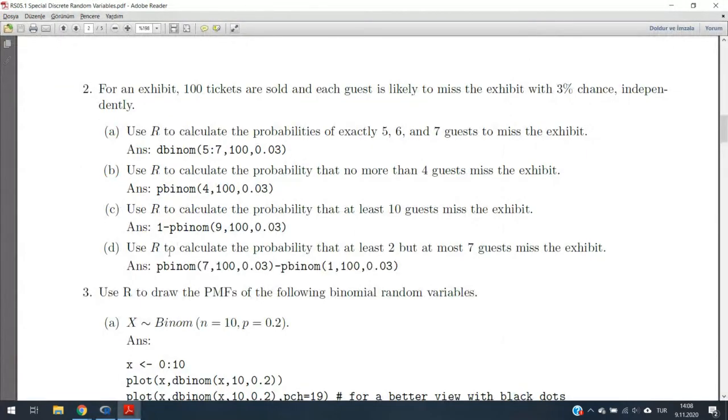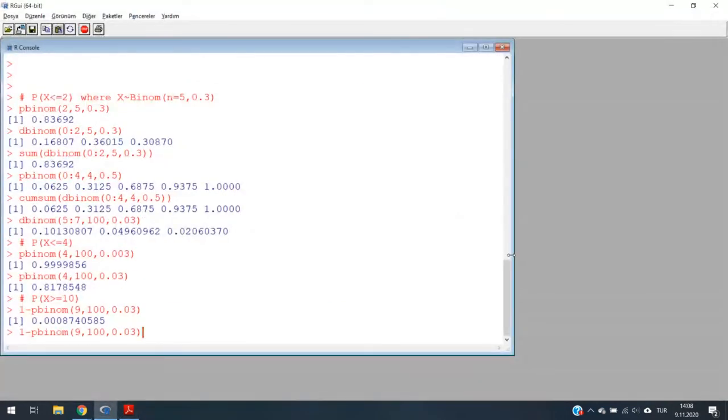Finally, the question asks us to calculate the probability for at least 2, but at most 7 guests to miss the exhibit. So the question here is asking the probability of 2 being less than or equal to x being less than or equal to 7. So the question is asking us this probability.